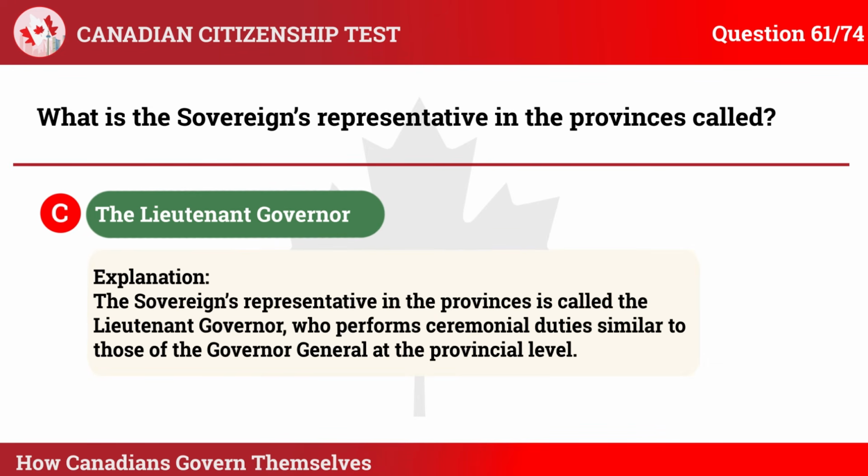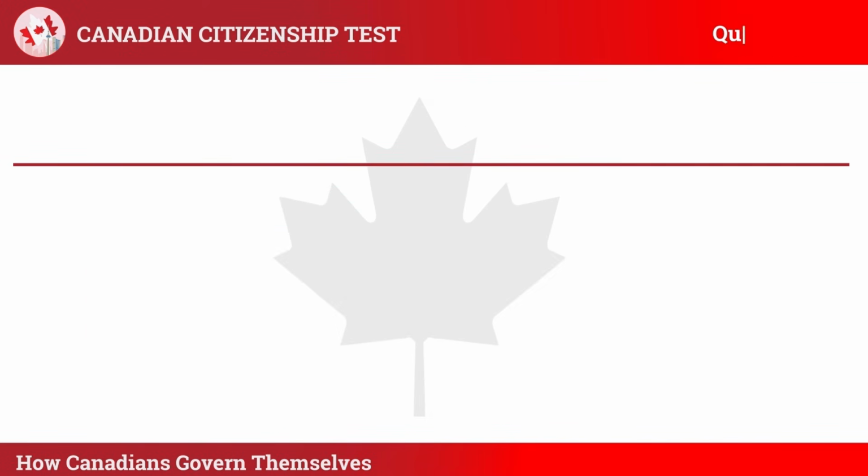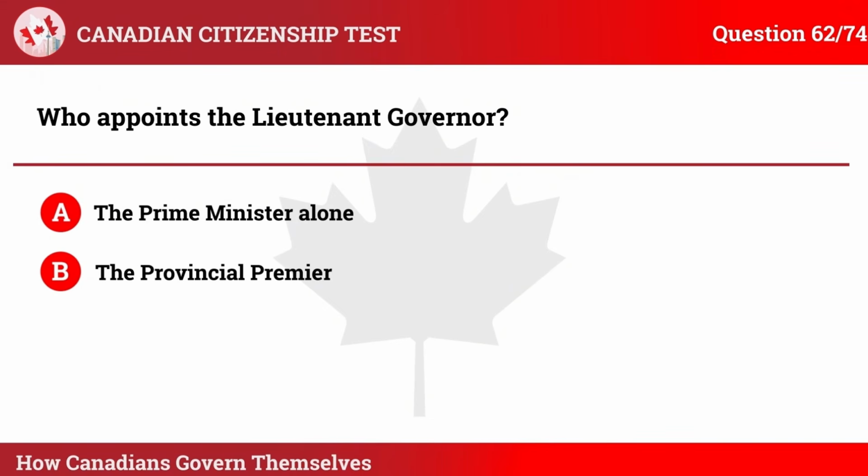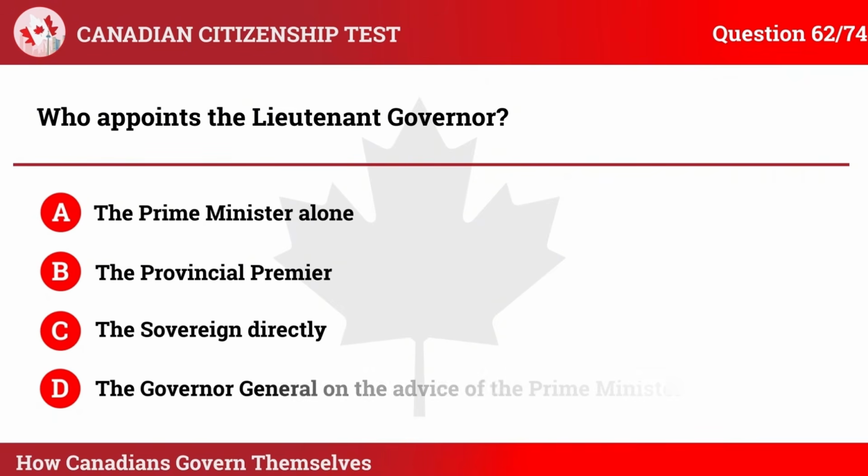Explanation: The sovereign's representative in the provinces is called the Lieutenant Governor, who performs ceremonial duties similar to those of the Governor-General at the provincial level. Question 62. Who appoints the Lieutenant Governor? A. The Prime Minister alone. B. The Provincial Premier. C. The Sovereign directly. D. The Governor-General on the advice of the Prime Minister.